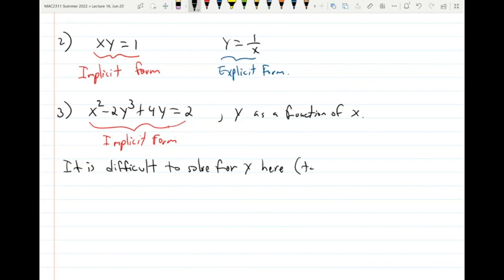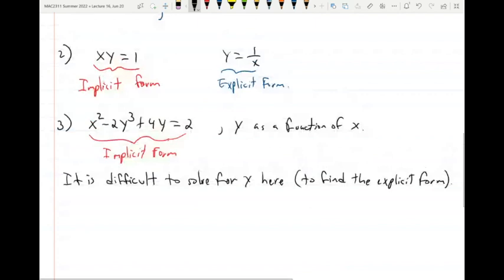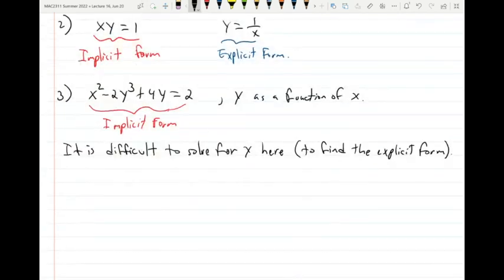And why do we want to solve for y? This is because, in case you were wondering, maybe I want to find the explicit form. So we have to be able to work from here. That's the whole point of implicit differentiation. Just work with the equation. Don't work with the formula, but with the equation.